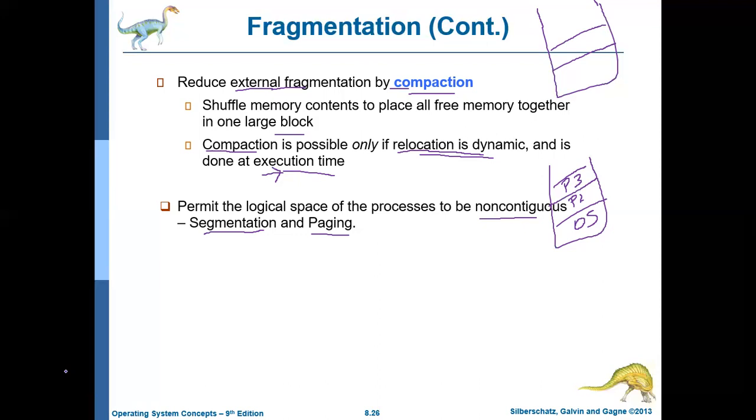There is another way to avoid compaction, that is by allowing the process to be allocated in memory in a non-contiguous style. Under that, we'll be discussing two techniques, which are segmentation and paging. So that's what the rest of the topic will be. Fine. So let us stop here.